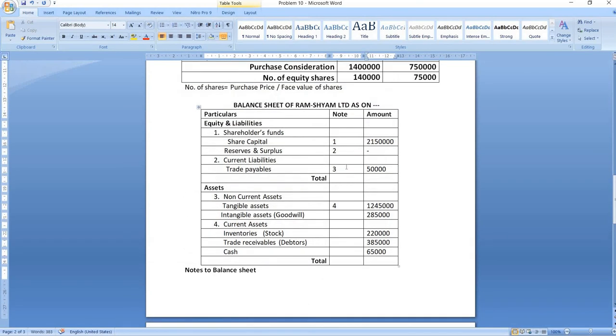So we have taken all the items. Now let's make the total. So total of liability side, 21 lakh plus 50,000, 22 lakhs. Okay. Then of the asset side will be also the same, 22 lakhs.